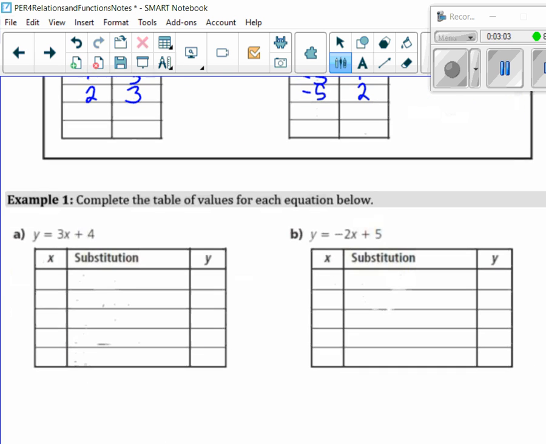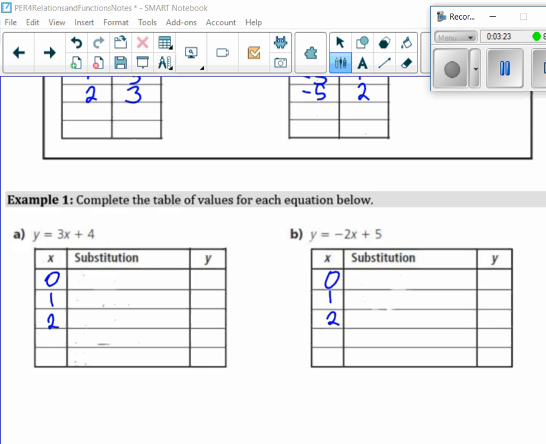Okay. So I'm going to give you a second to complete. I only want you to do 3 values, 0, 1, and 2 for your x. Don't worry about the substitution. It's up to you if you want to show your work there. Otherwise, I just want your y. So I'll give you a couple minutes to do that. Not even a couple minutes, a minute.